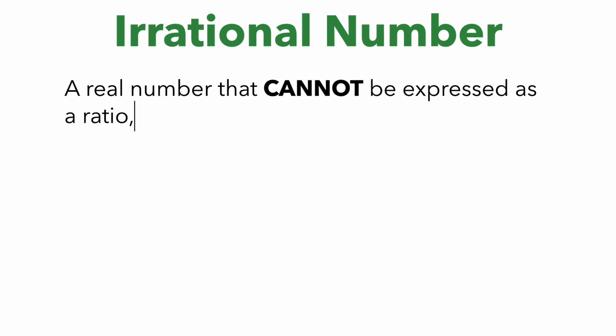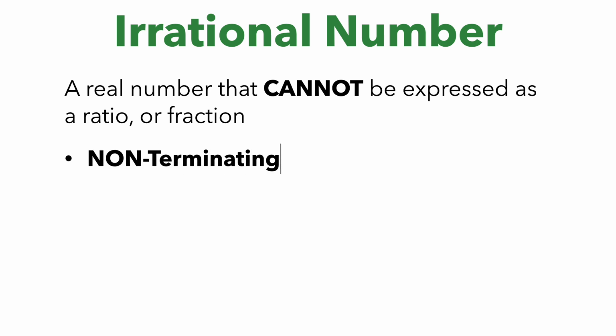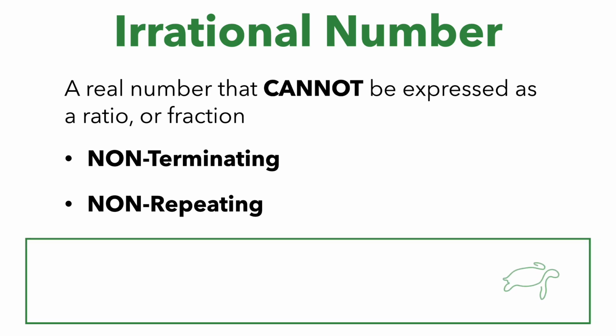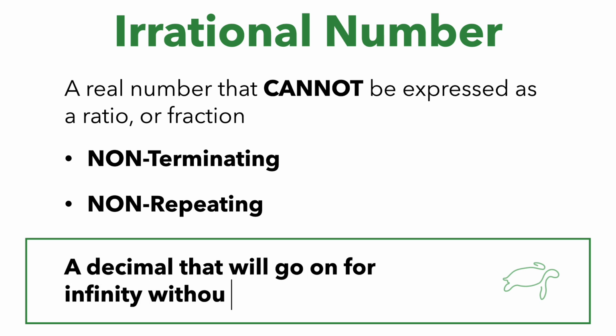An irrational number is a real number that cannot be expressed as a ratio or fraction. There's two main things to this. It's going to be non-terminating, meaning it never ends, and also non-repeating. So there's not going to be any sort of pattern. It's just going to keep having random digits for infinity. A quick summary definition that I'm going to give here is that an irrational number is a number with a decimal that will go on for infinity without any sort of pattern.